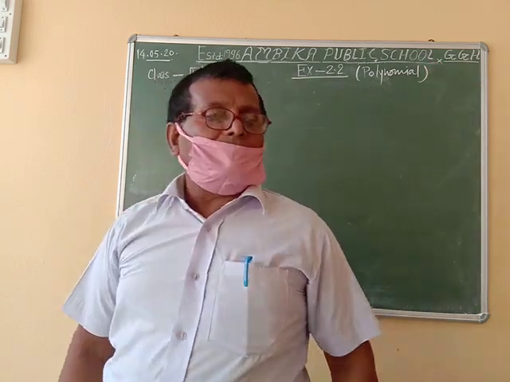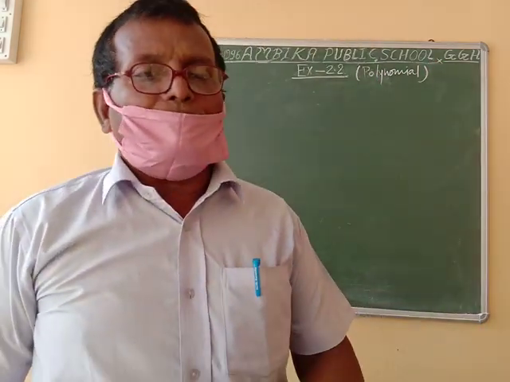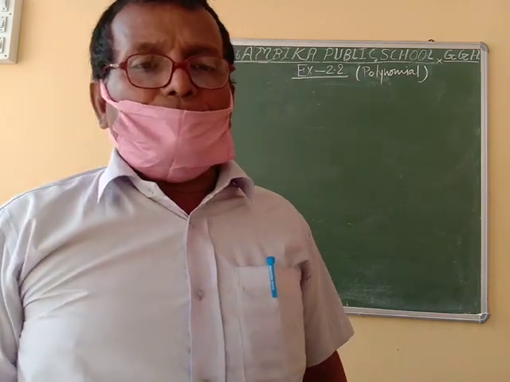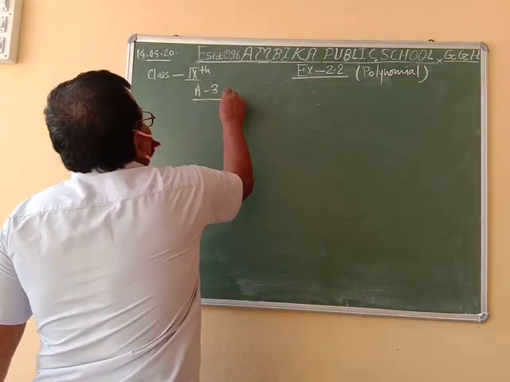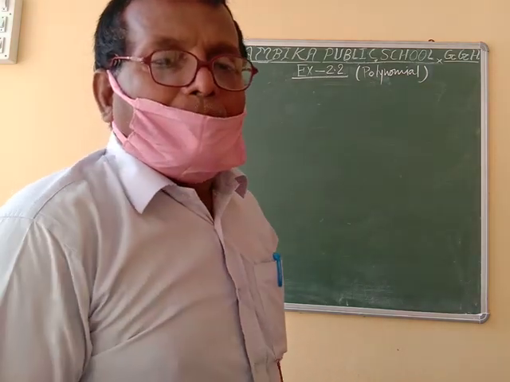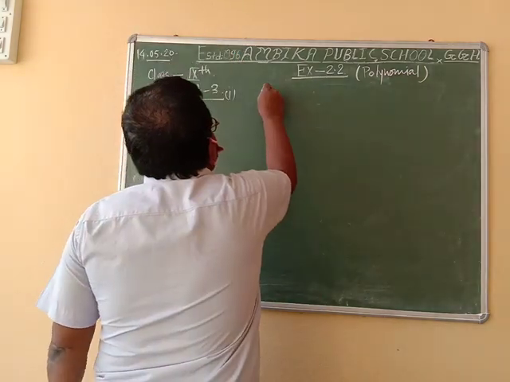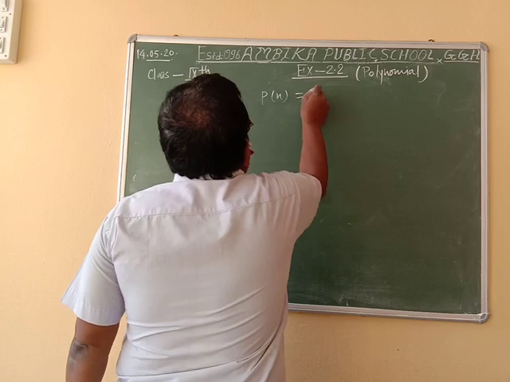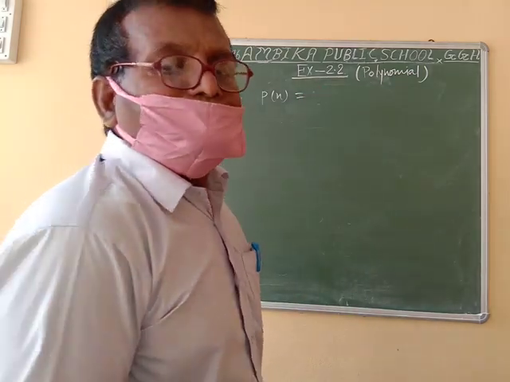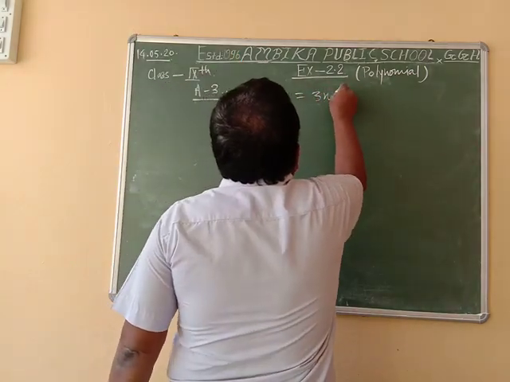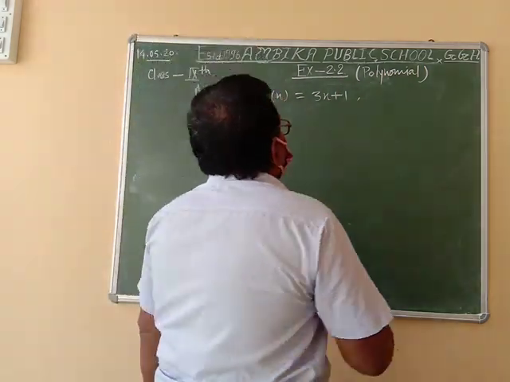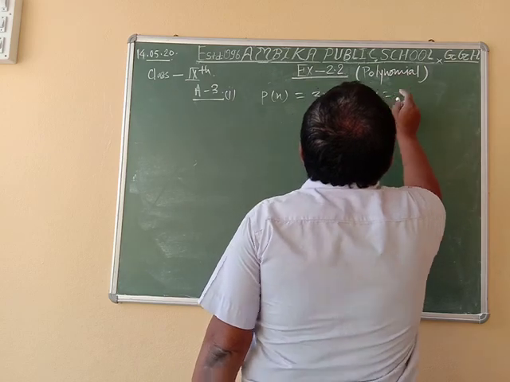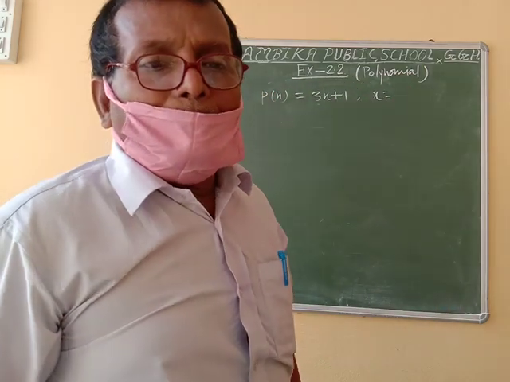In question number 3, verify whether the following are zeros of the polynomial indicated against them. 3 number, p(x) = 3x + 1, when x is equal to minus 1 by 3.